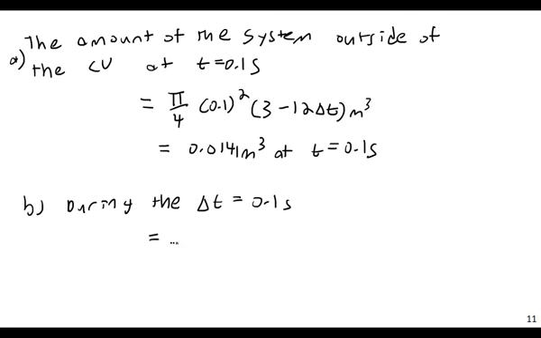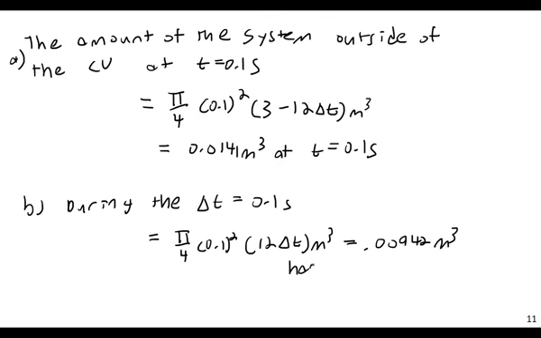So this then is going to be pi over 4 times 0.1 squared times 12 delta T meters cubed, which will equal 0.00942 cubic meters has entered the control volume. And then this one is outside of the control volume.